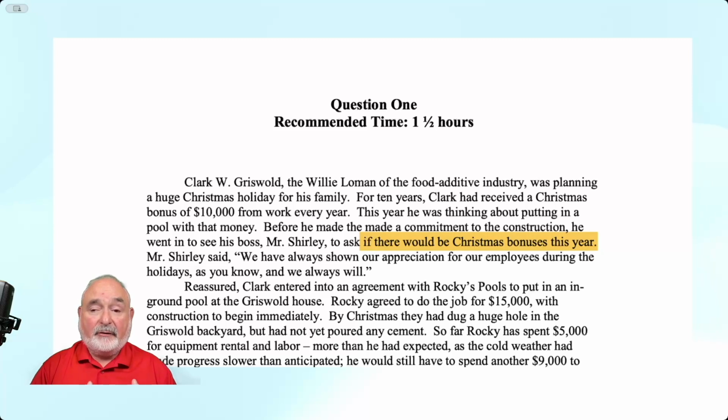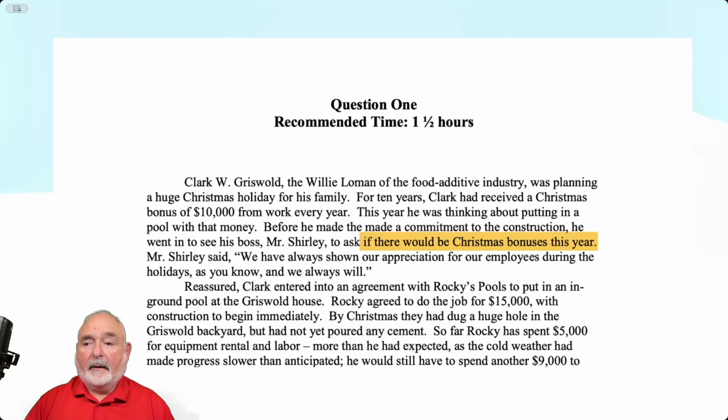So what you have to do is make sure you note that the hypothetical says that Mr. Shirley is the boss, but that doesn't necessarily mean that he is the owner of the company and has the authority and the ability to contract with employees. Again, very important points.